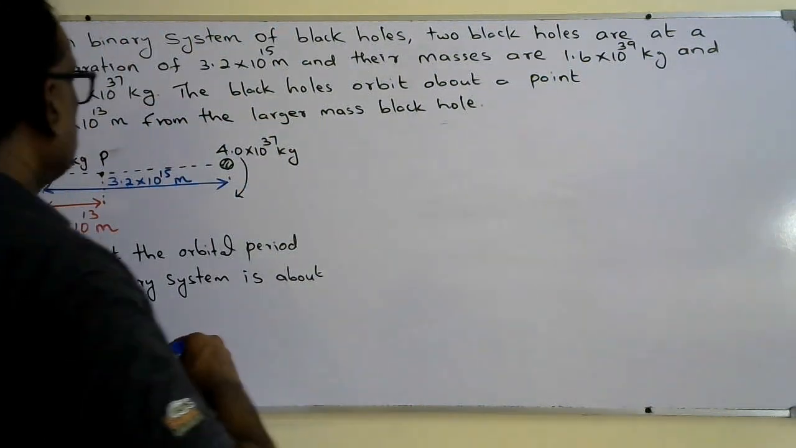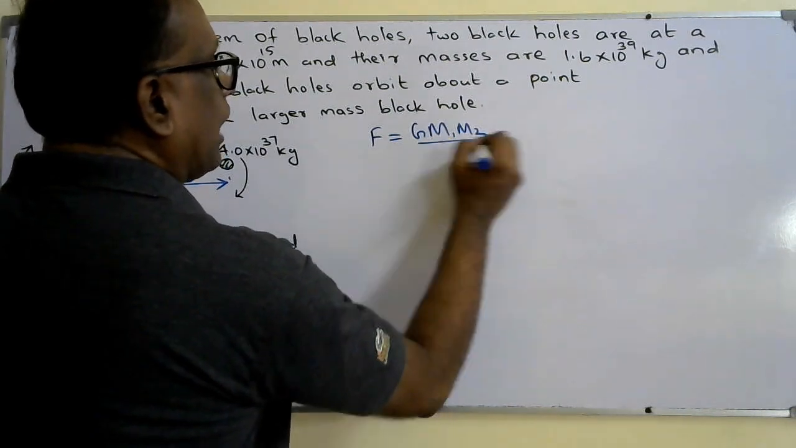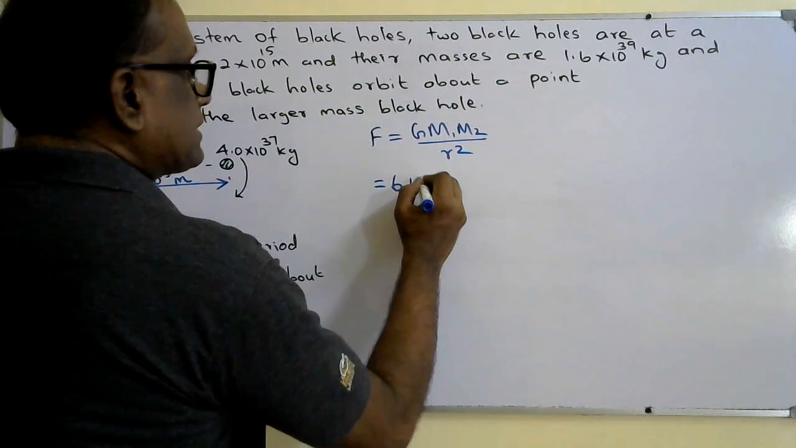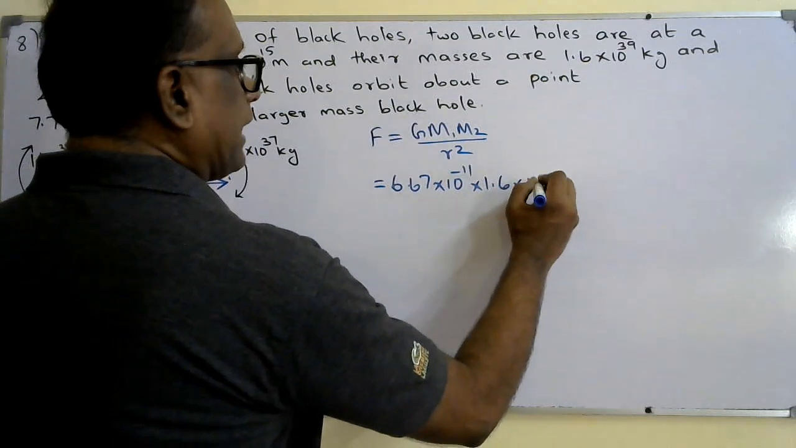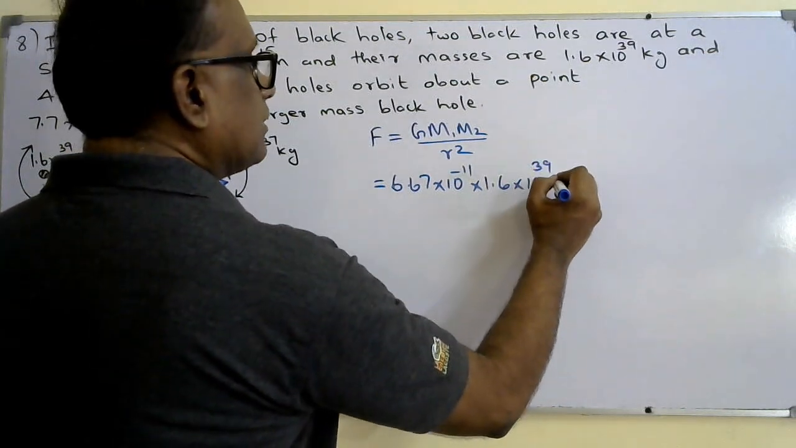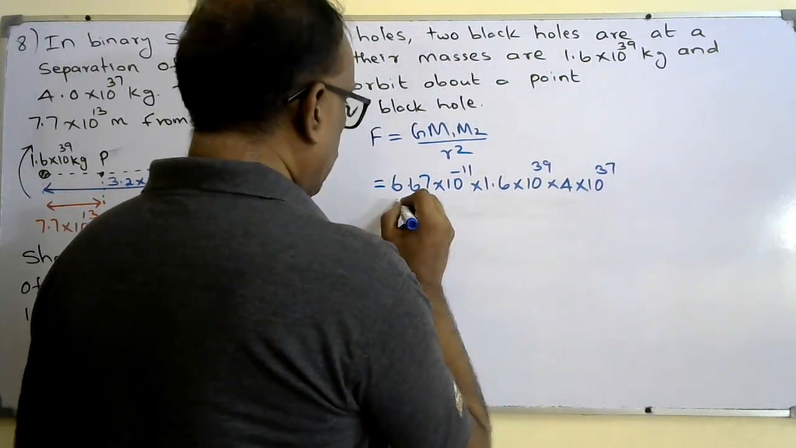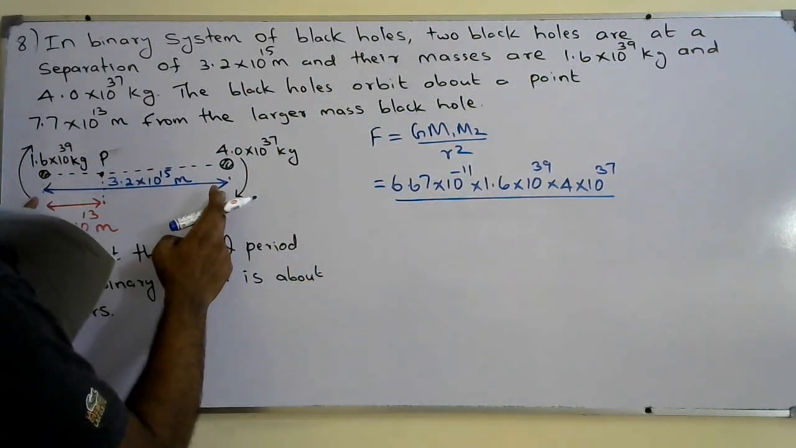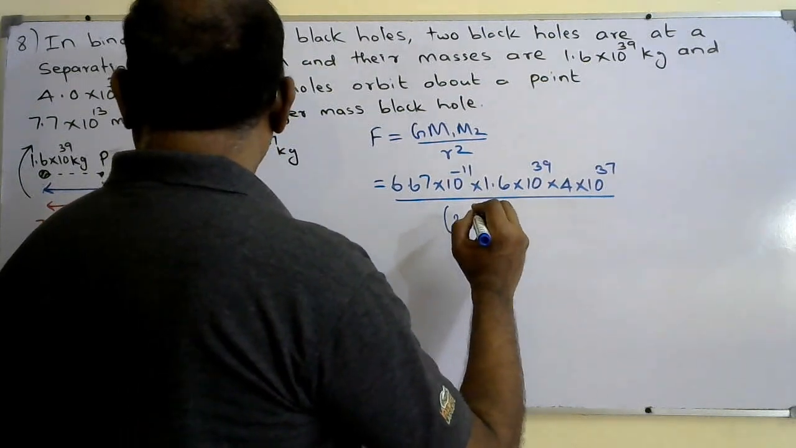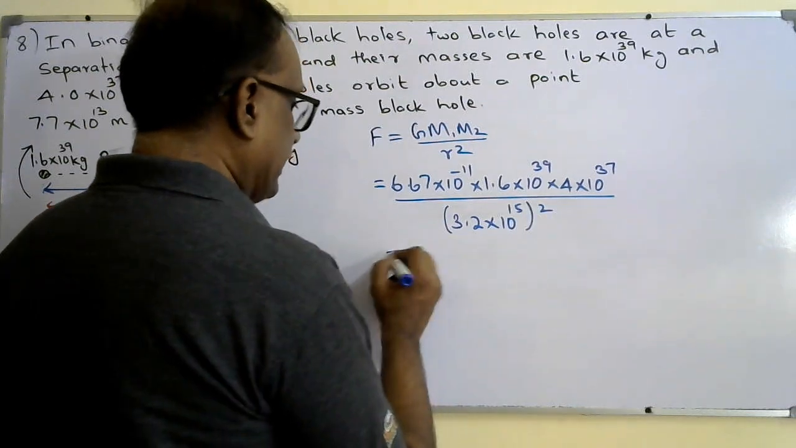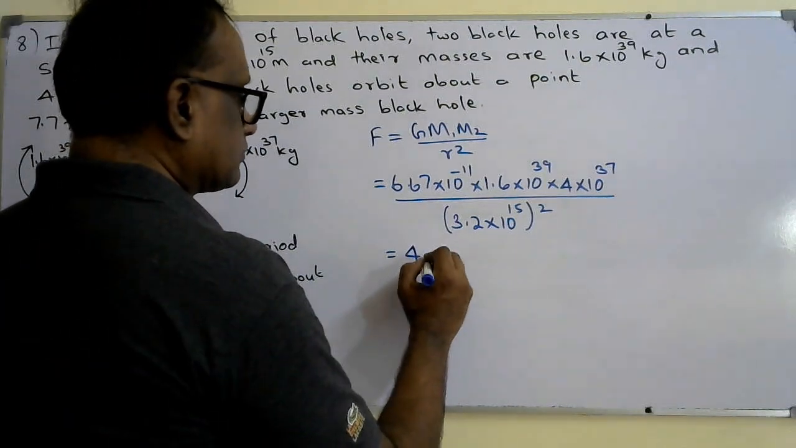So we will find the gravitational force between the two black holes. F equals G m1 m2 over r squared. G is 6.67 × 10^-11. Mass m1 is 1.6 × 10^39. Mass m2 is 4 × 10^37, over r squared, where r is the distance between the two black holes, 3.2 × 10^15, all squared. So find the gravitational force. That will be equal to 4.17 × 10^35 newtons.